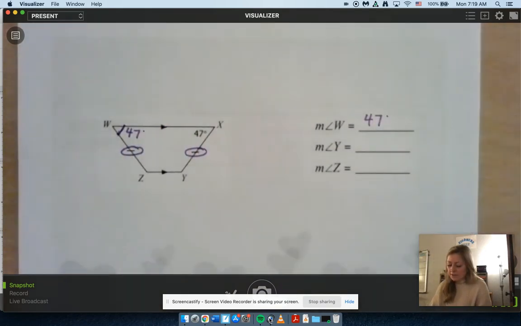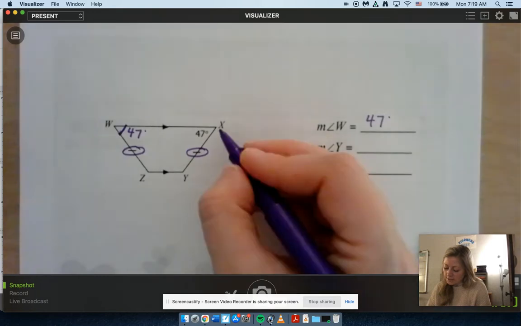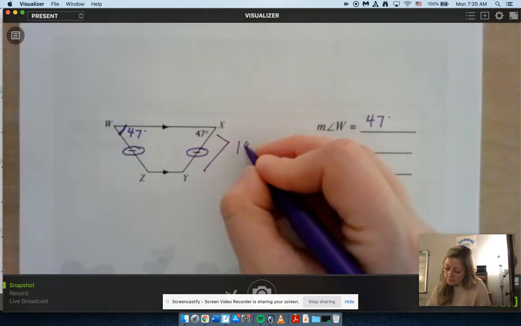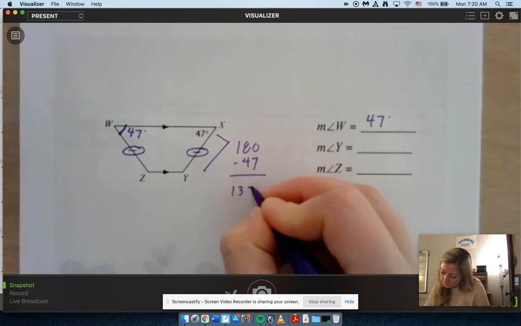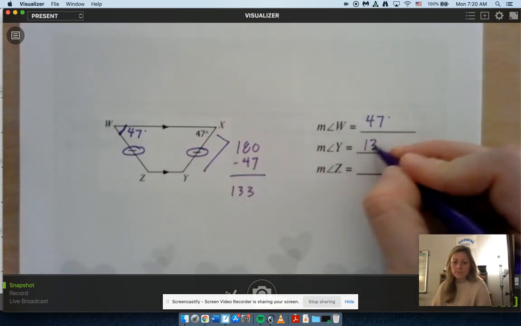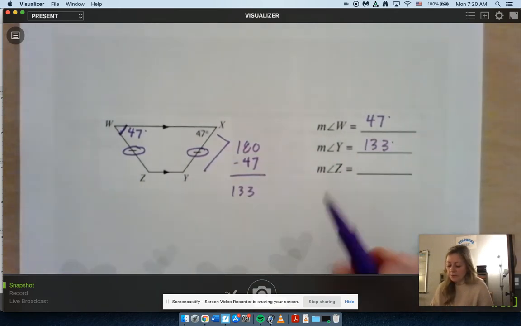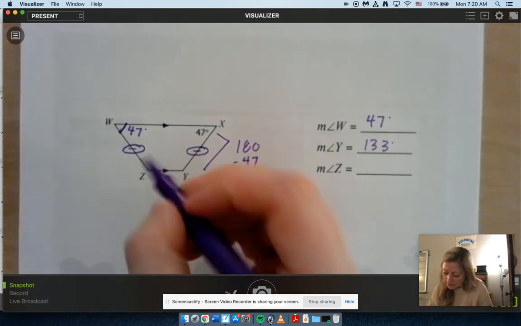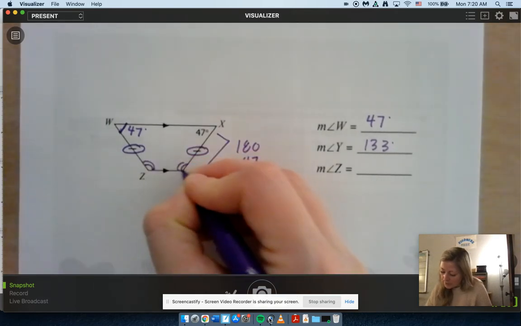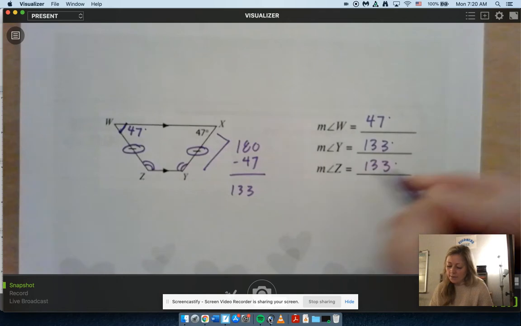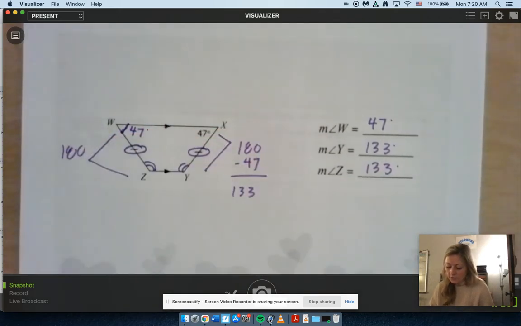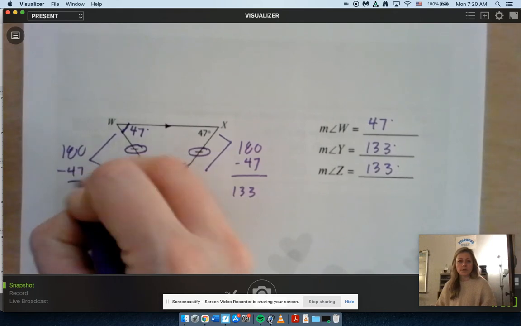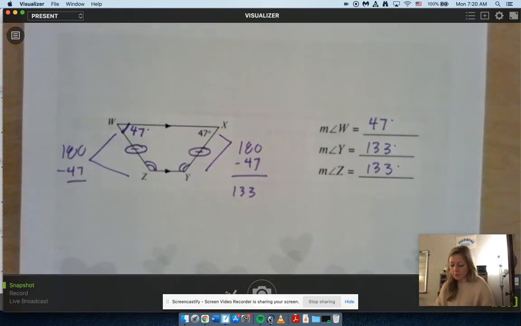And then to simply find either Z or Y, we know that these guys add to 180. So subtract away, 133. And you can think if Y is 133, so is Z, because these guys are also base angles that are equal. And if you forget that, same idea. If that guy's 47, we can just subtract from 180. Multiple ways to do this. You do whatever works best for you.